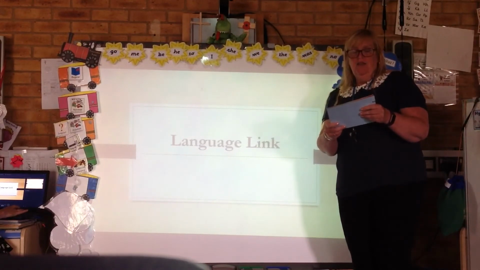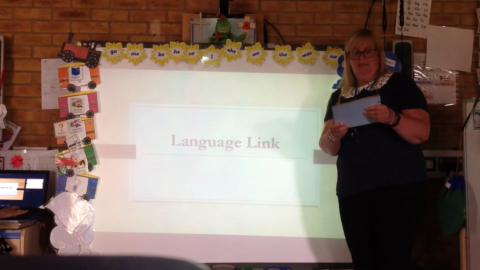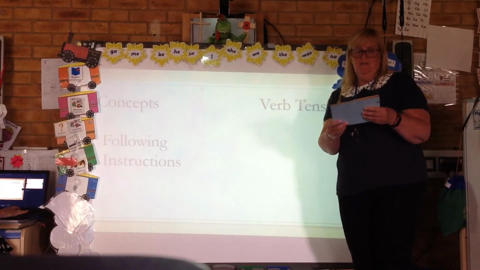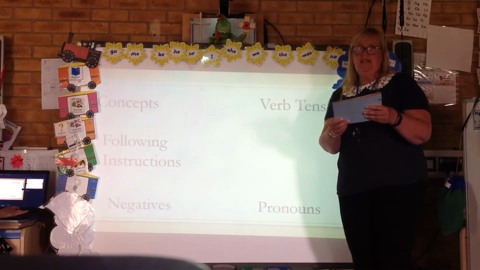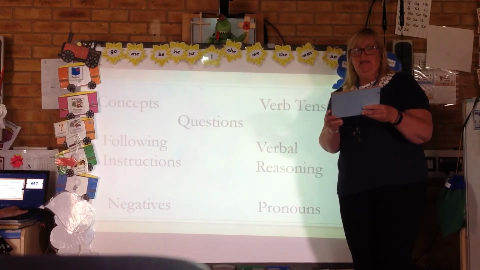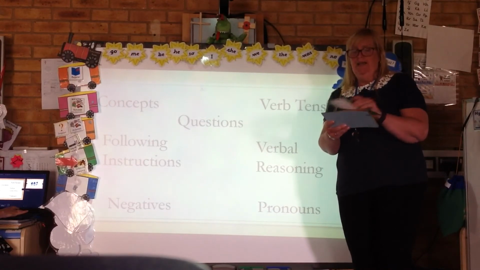LanguageLink. This is a screening of different areas of language and is checking how much your child understands. There are 7 different areas that we look at: concepts, verb tenses, following instructions, pronouns, negatives, questions, verbal reasoning. Before the assessment takes place, I will enter the child's date of birth so that the assessment is age appropriate and scored accordingly.